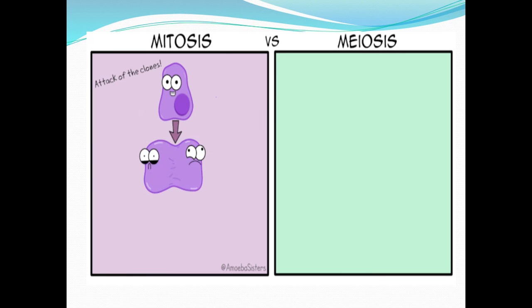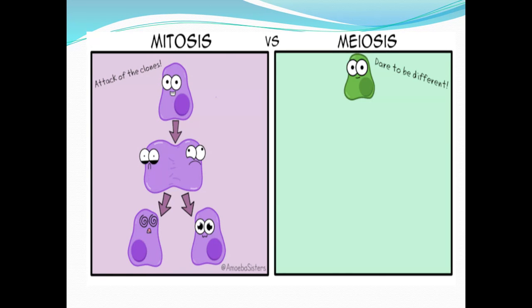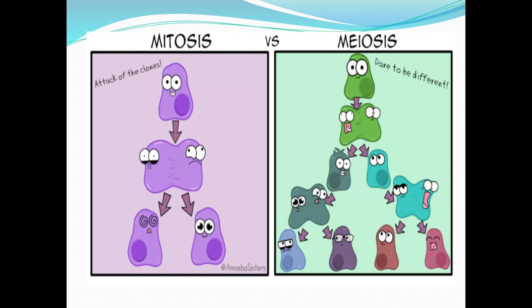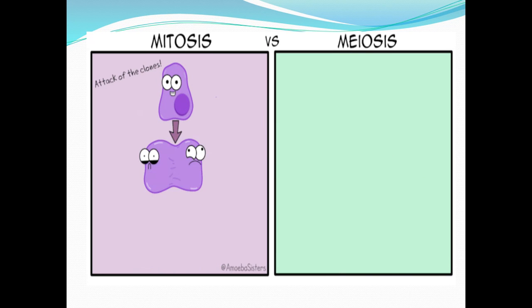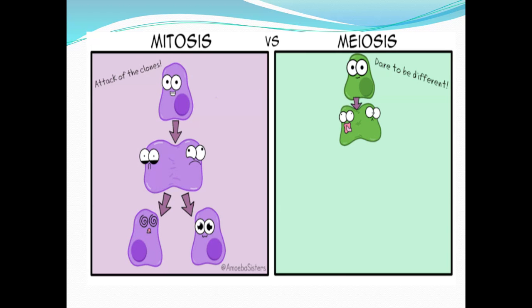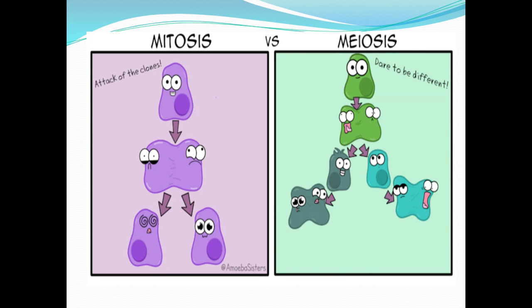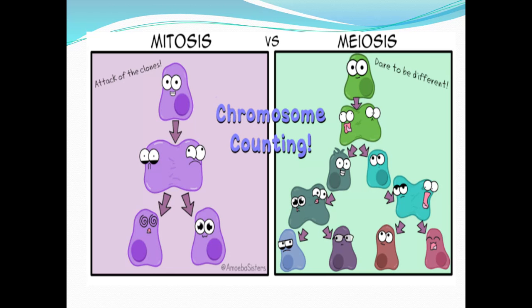So we start with 1 cell, goes to 2 cells genetically identical. Dare to be different. They split again, and now we have 4 cells. And notice all 4 cells are genetically different. In mitosis, 46 chromosomes throughout. In meiosis, we start with 46, end with 23, because you're getting your second half from somebody else, aka half from mom, half from dad.